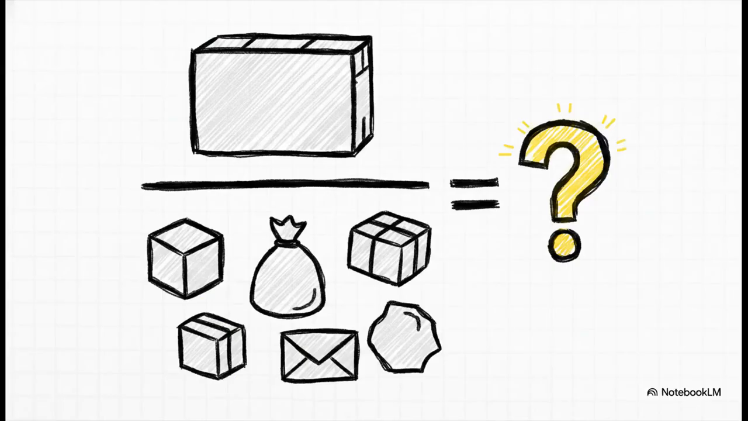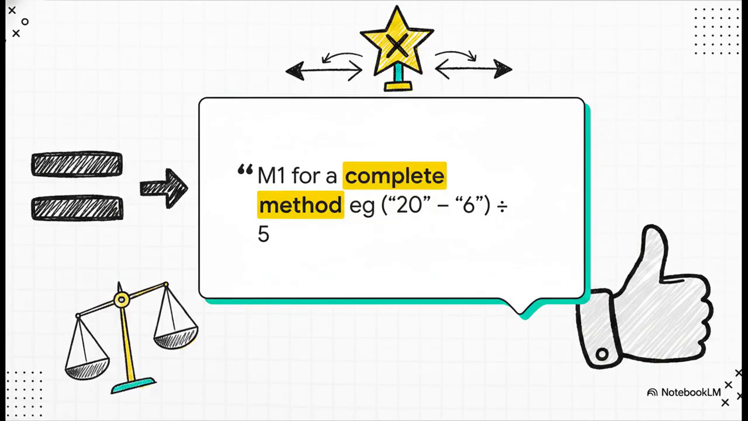But wait, hold on, we're not done. The question asks for the mean weight, not the total. So the final crucial step of our method is to set up this division, the remaining 14 kilos divided by the 5 remaining parcels. And there it is, right from the mark scheme again. The second method mark, another M1, is for showing what they call a complete method. By showing the subtraction and then setting up the division, you've proved you know the entire process. Just like that, 2 marks are locked in.